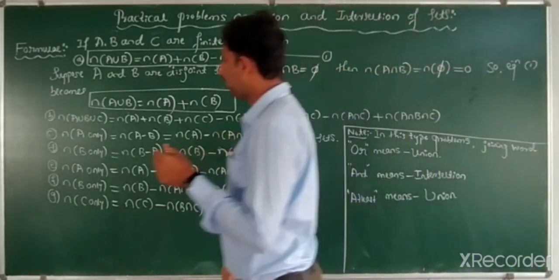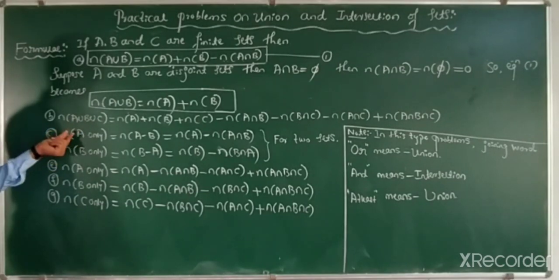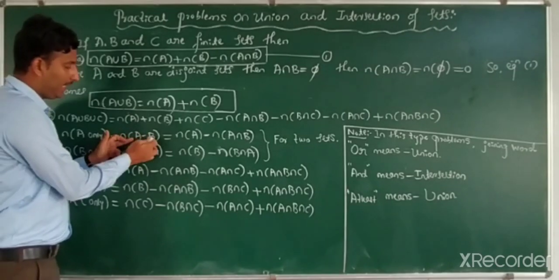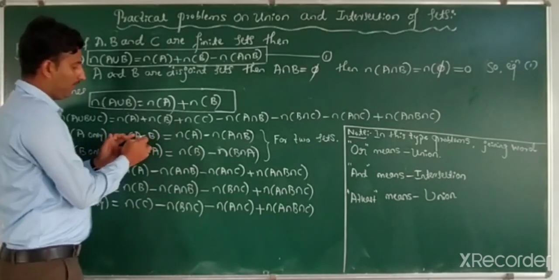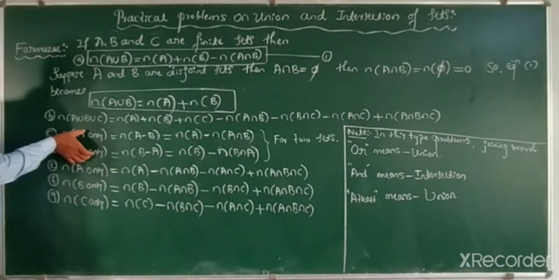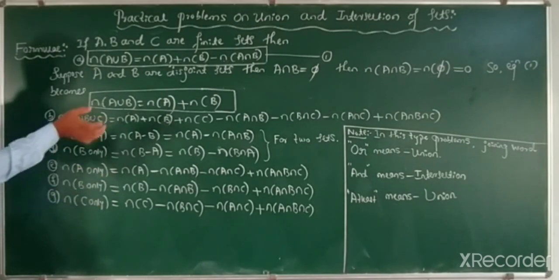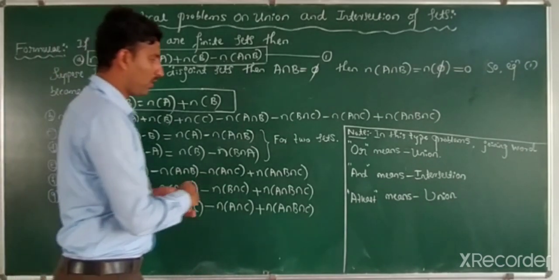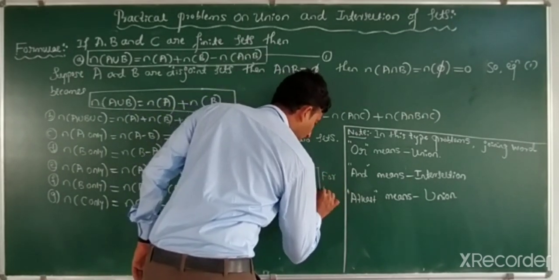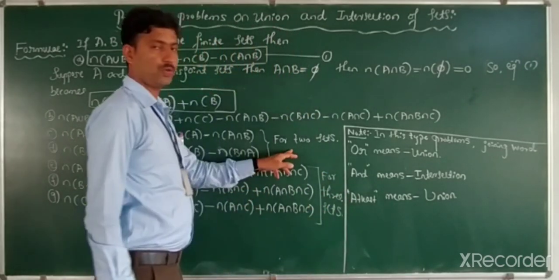After that, if you want to take only one set, that is n of A only, which is nothing but only A not B, that is n of A minus B, that is n of A minus n of A intersection B. Similarly n of B only and n of C only, for three sets. Correct? And this is for two sets.